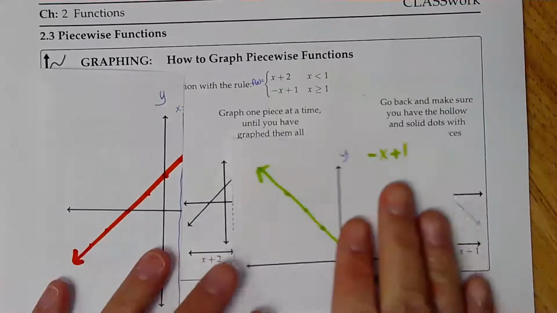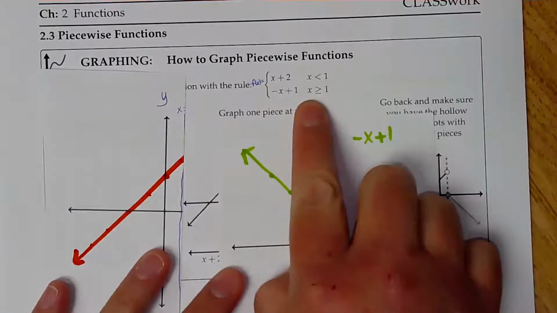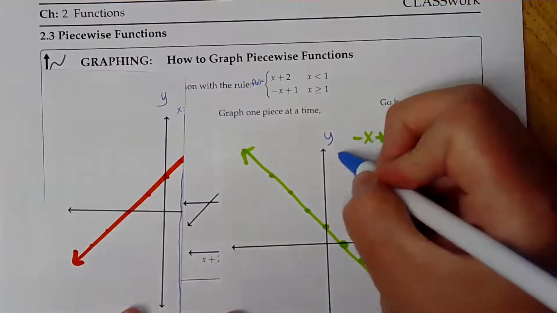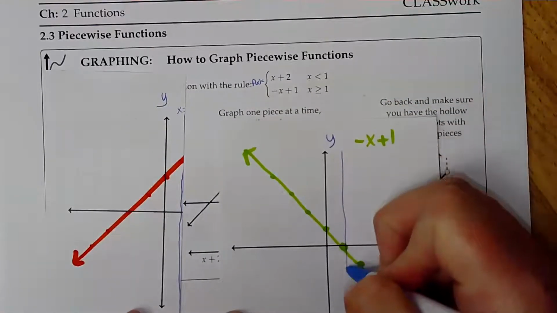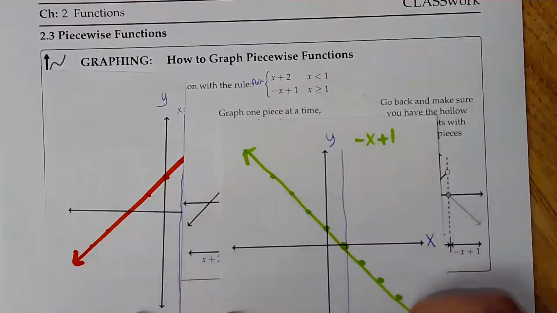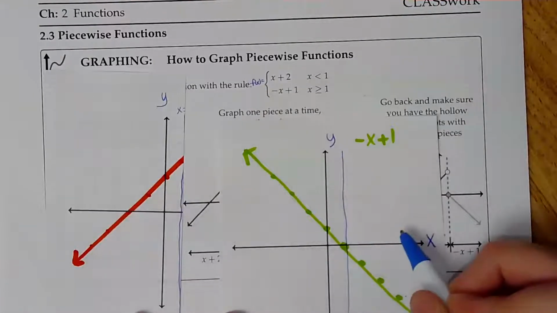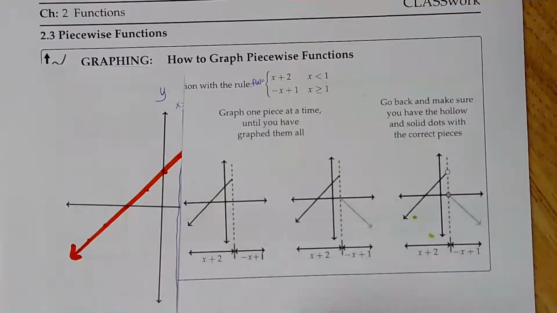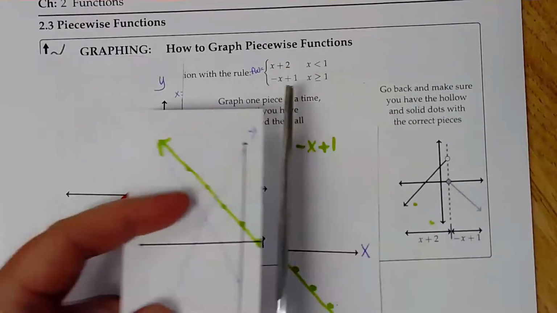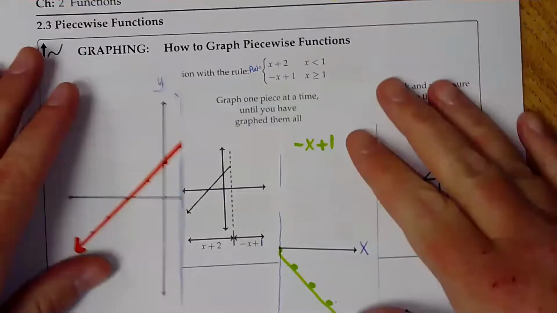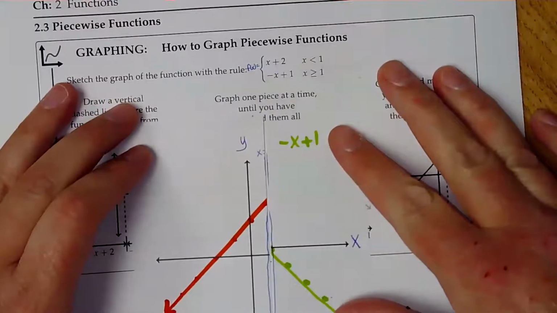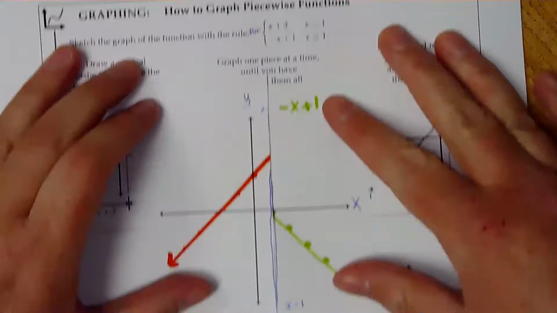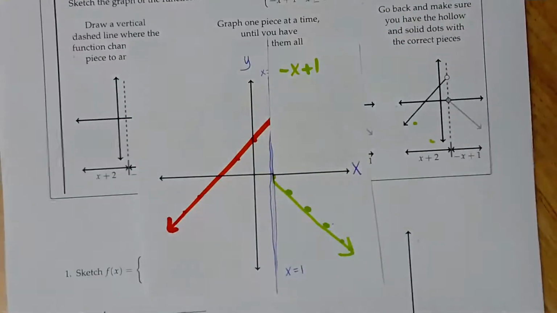Okay. And then this green one, the negative x plus 1, is good for x greater than or equal to 1. So here's our x is equal to 1. And we want the greater than part, which is this side here. So I'm going to get rid of this side on the left. Okay, so there's the part we want to keep. And to make a piecewise graph, I'm going to push these two together. Okay. So there is the idea behind what a piecewise graph is.